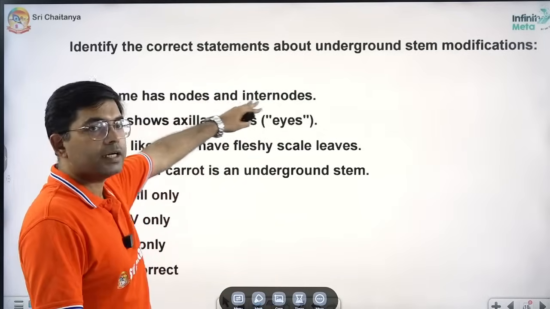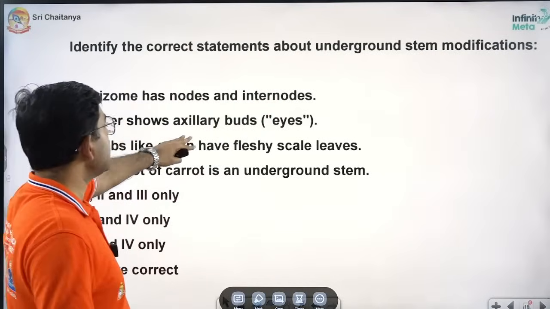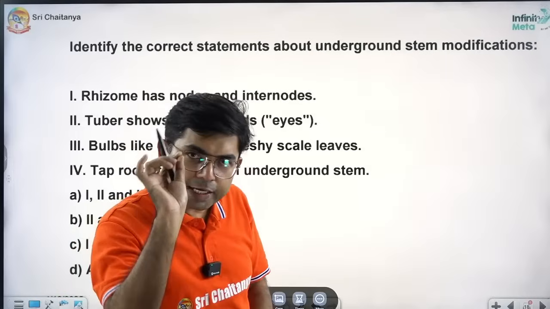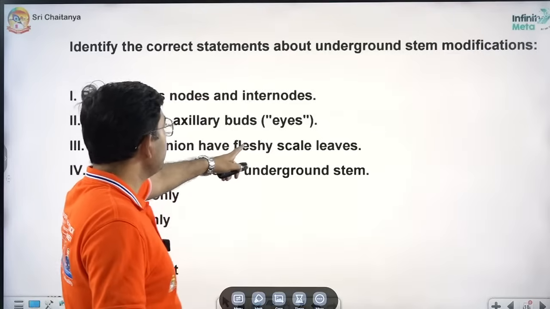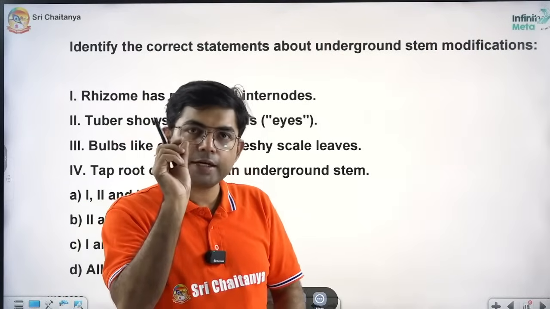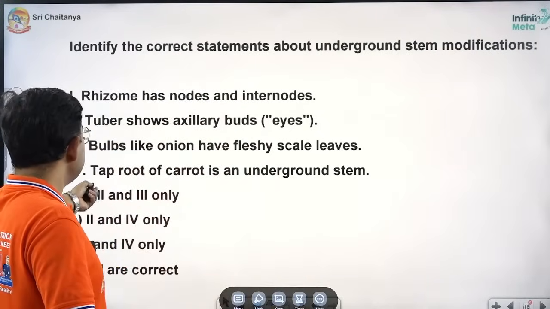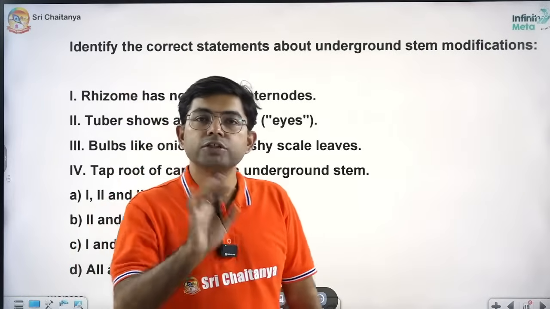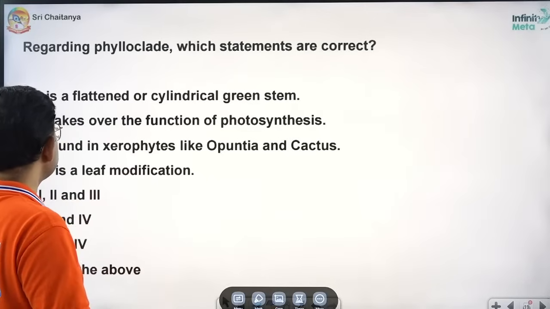Further, identify the correct statement about underground stem modification. Rhizome has nodes and internode. Yes, rhizome has nodes and internode. Tuber show axillary bud. Potato, you all see eye in the potato, they are axillary bud. Bulbs like onion have fleshy scale leaves. Yes, the edible part of onion is actually the leaf. So they have fleshy leaves. Tap root of carrot is an underground stem. Tap root is not underground stem, it is a root. So 1, 2, 3 will be the correct answer here.